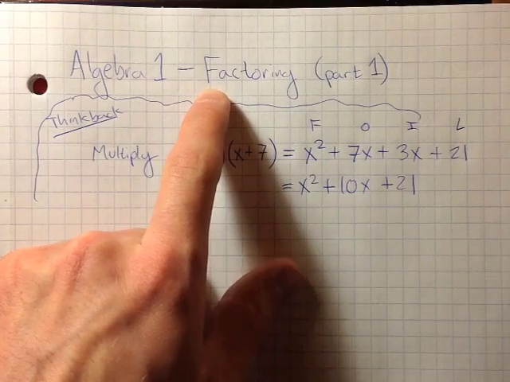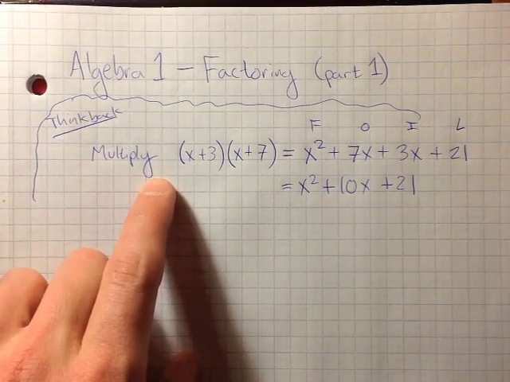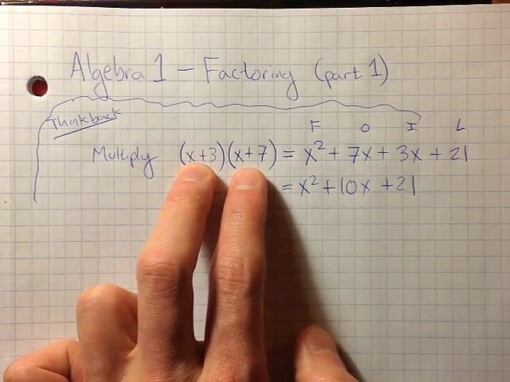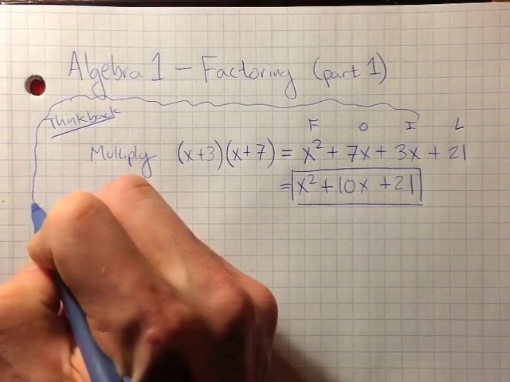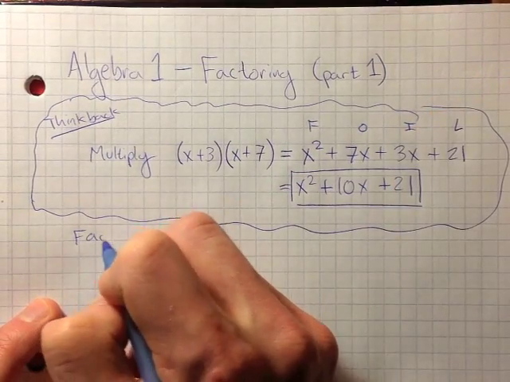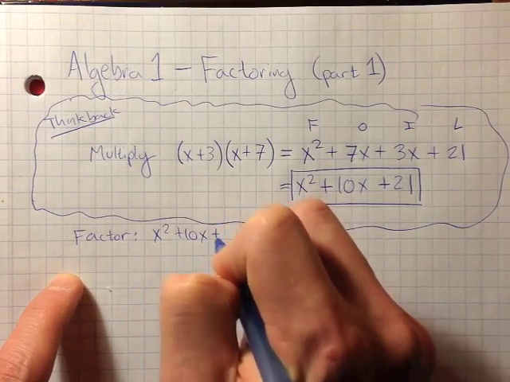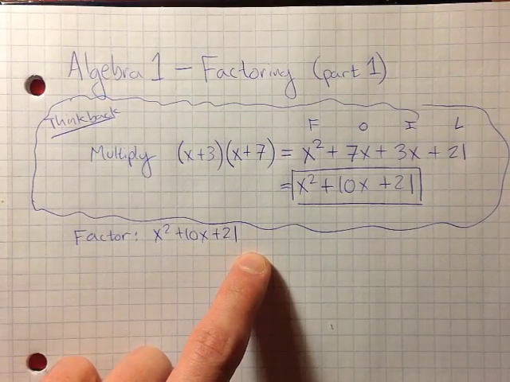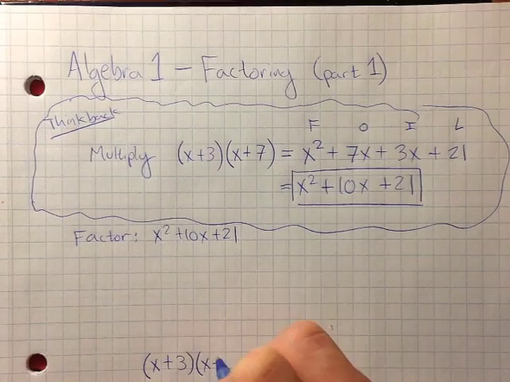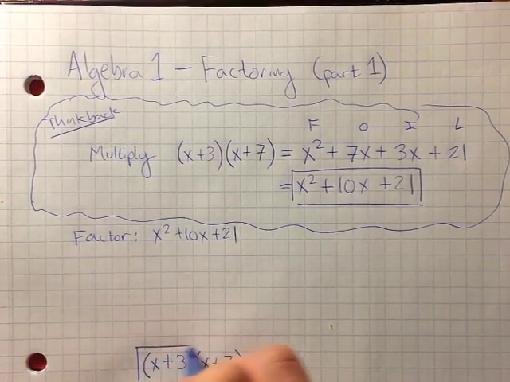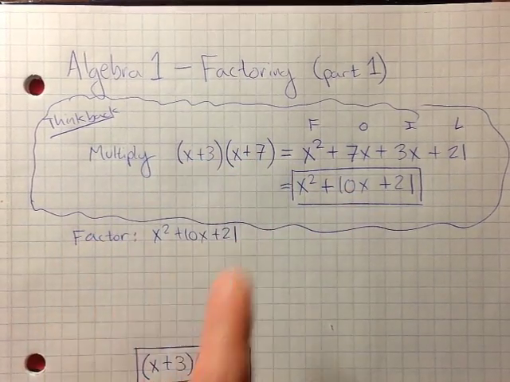Now, factoring, as I've mentioned in previous videos, is the opposite of multiplying. So, in a multiplying problem, you start with something that looks like this, and you wind up with something that looks like this. But if I asked you to factor something that looks like this, x squared plus 10x plus 21, this means that I want your final answer to look like this, x plus 3 times x plus 7. Okay? And this is what you would box. So when you multiply, start with something that looks like this, wind up with that. When you factor, start with that, wind up with that.